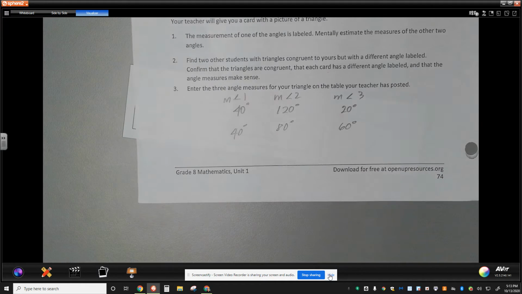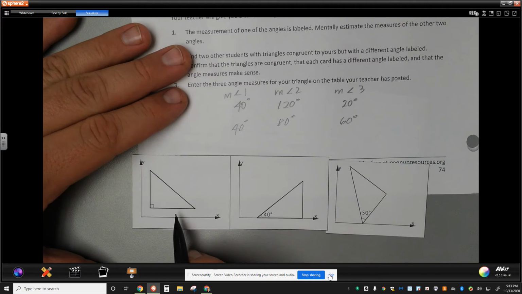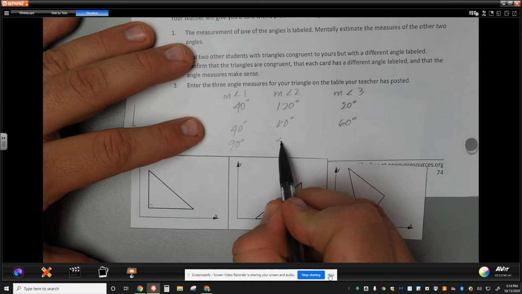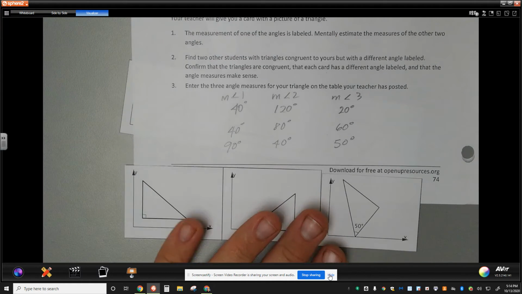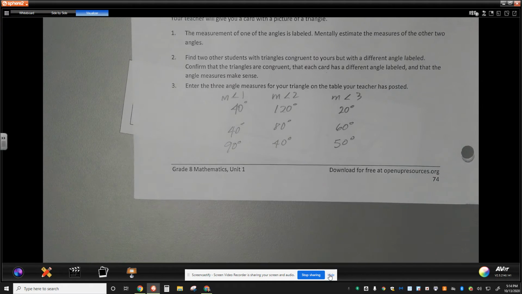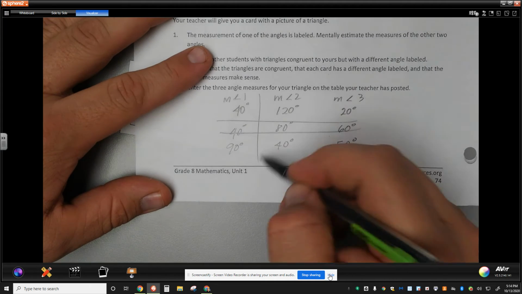And then we would even see another pair that would look like this. And we would see, well, oh, that one's a 90 degree, and then a 40 degree, and then a 50 degree. And then we would have discussion and say, well, what do you notice about each of these three triangles? Take a moment and tell me what you notice about each of these three triangles in this table that we created.